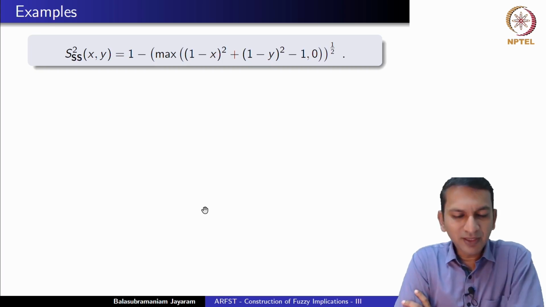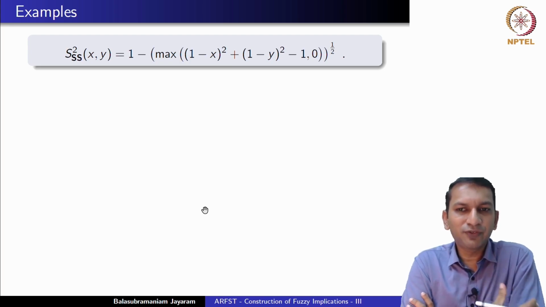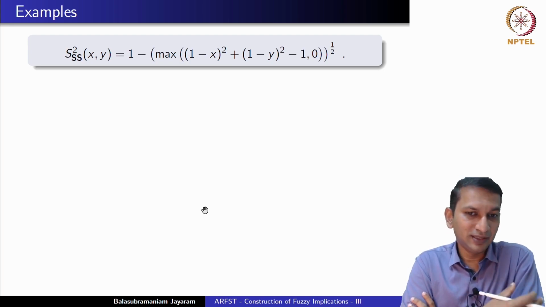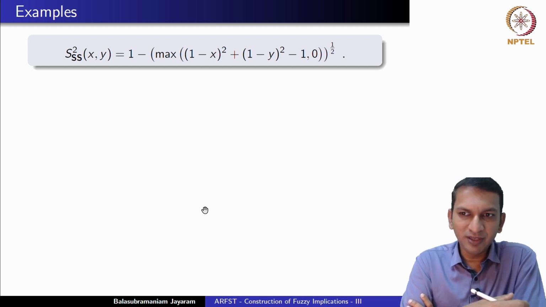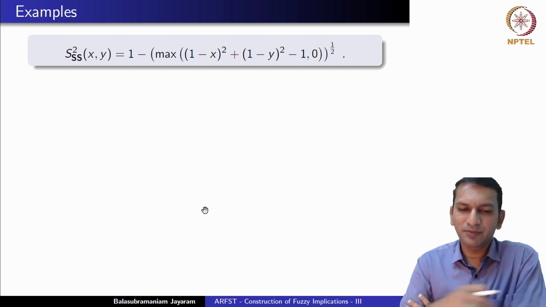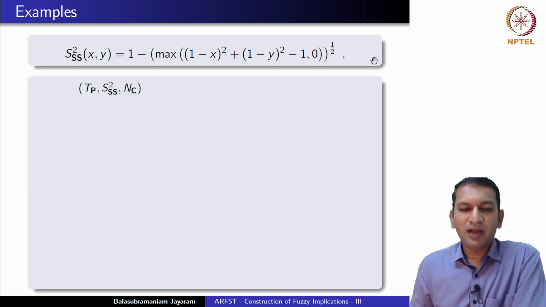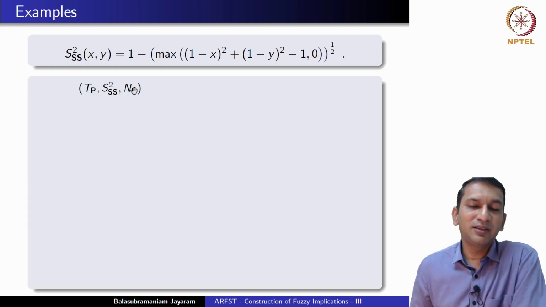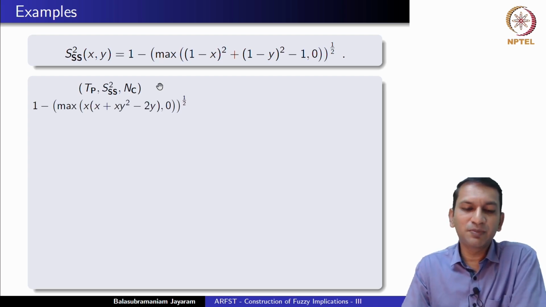Let's look at some examples where we get QL implications. It is also very illustrative for the kind of implications that this family can throw up, and that we will see from its geometry, that means by looking at the 3D plots. So if we take this T conorm and the product T norm under the classical negation 1 minus x, it does lead us to a fuzzy implication. So this triple does indeed give a QL implication.